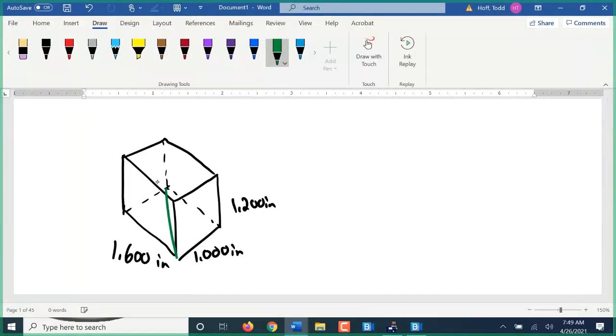For this drawing here, I want you to find that angle of rotation for me.